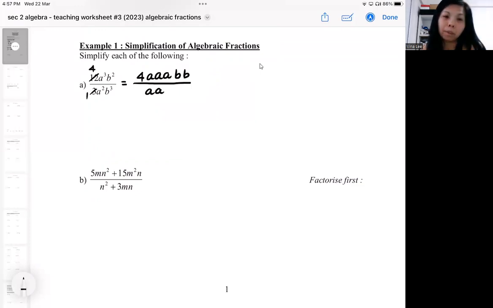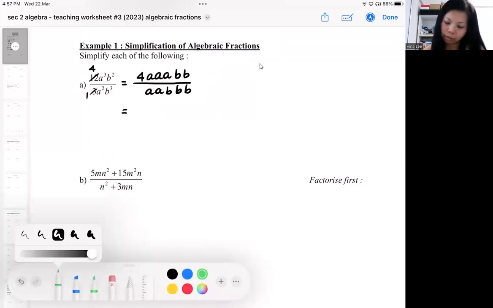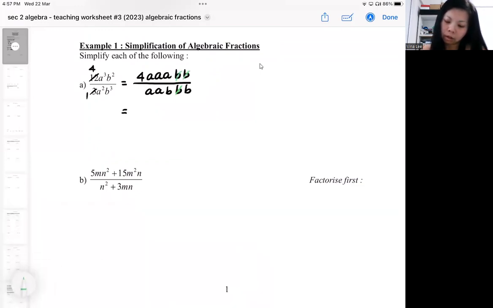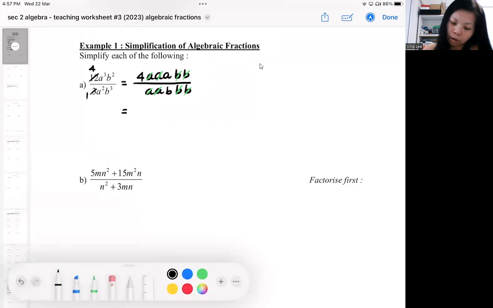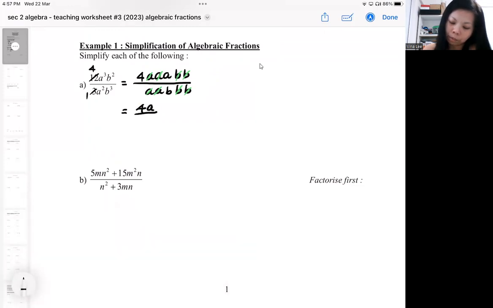So all these are multiplication if you realize. It's like A times A, B times B times B. That allows you to do your cancellation. So you will be left with 4A over B. You can only stop when there's nothing more to cancel. You cannot leave something for the marker to help you cancel.